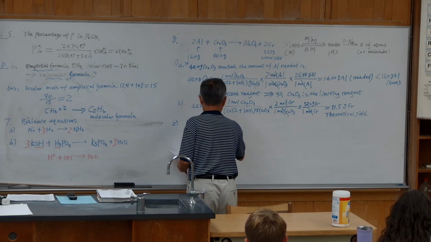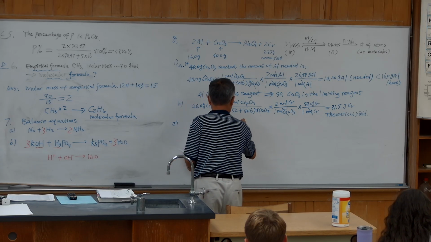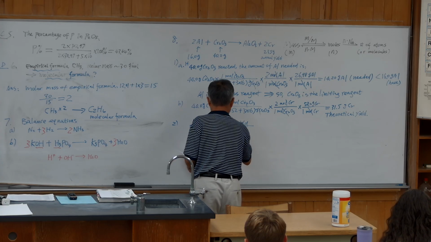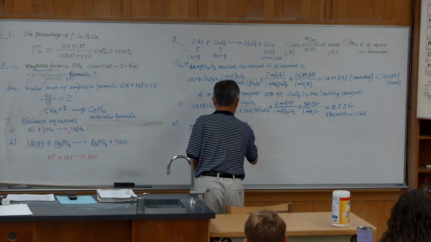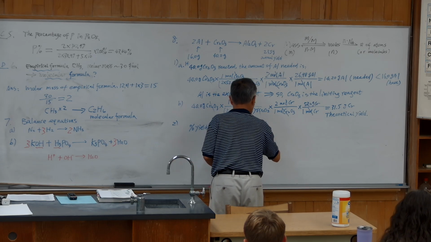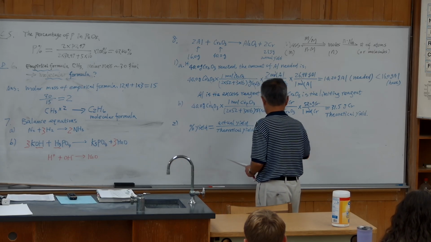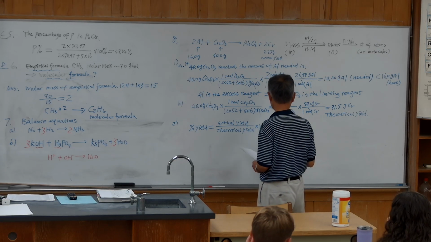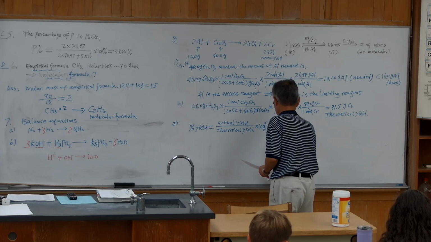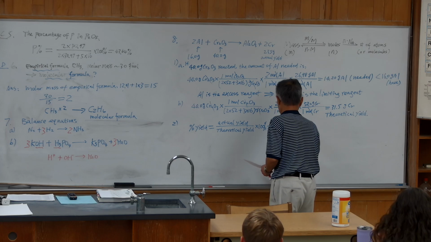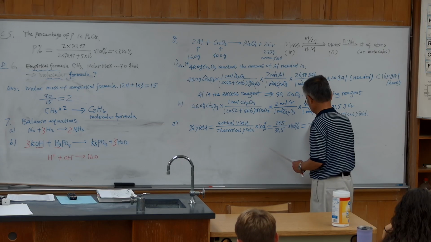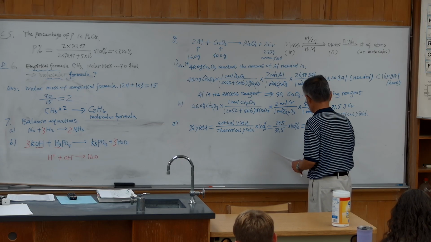Percent yield equals actual yield divided by theoretical yield times 100%. The actual yield is 23.5 grams, and the theoretical yield we just calculated is 31.5 grams. It's 74.6%.